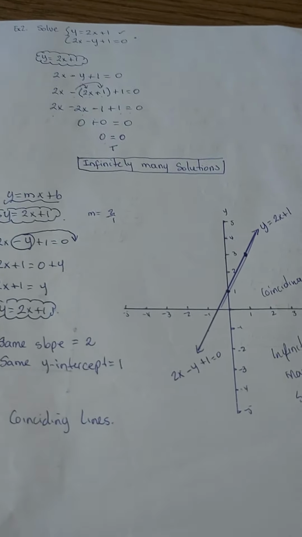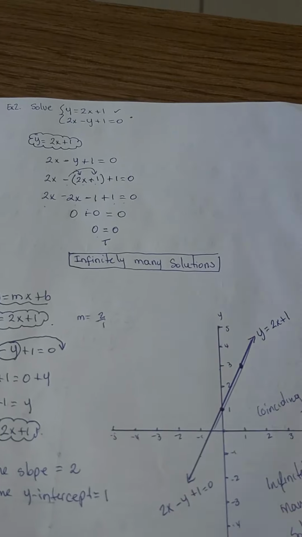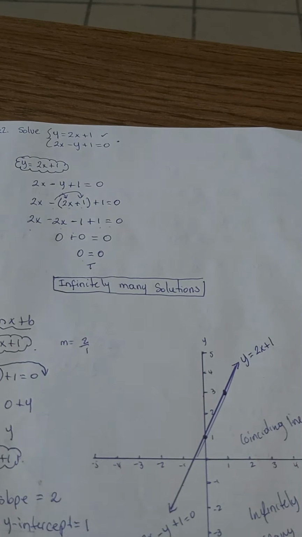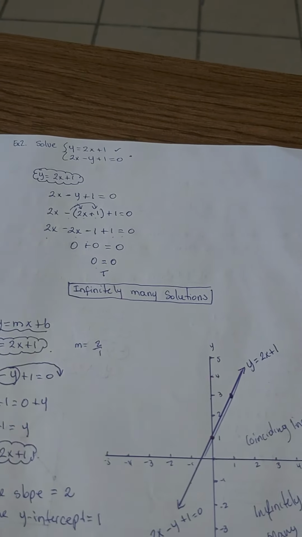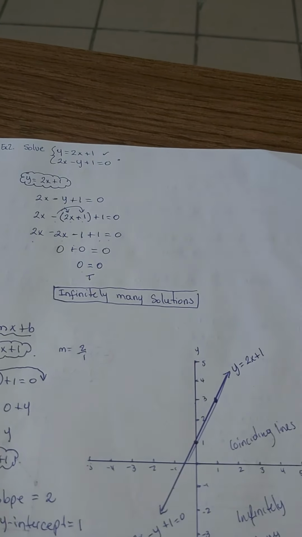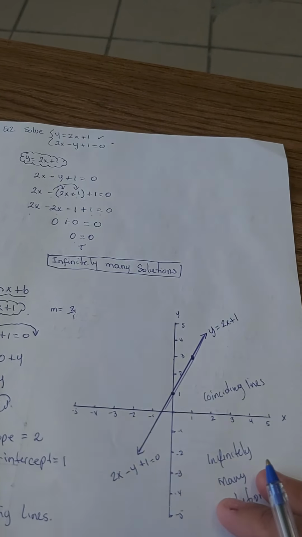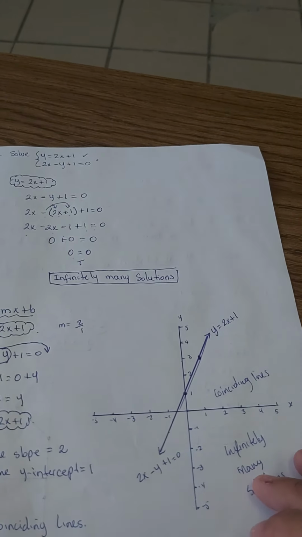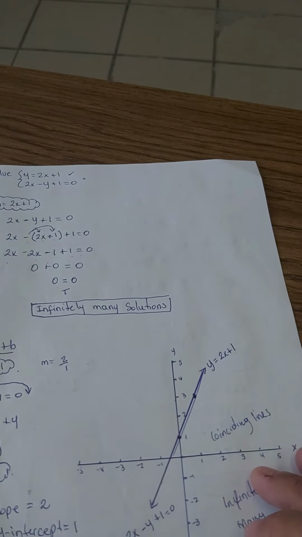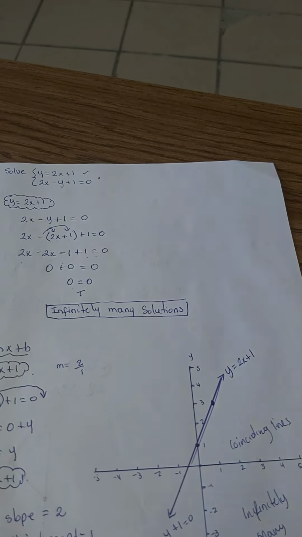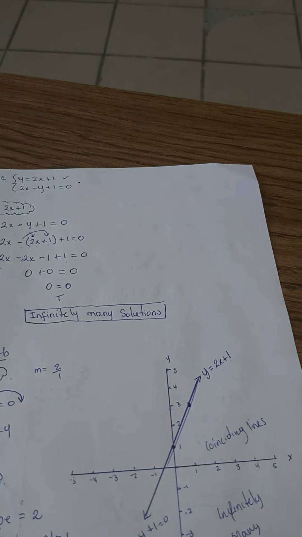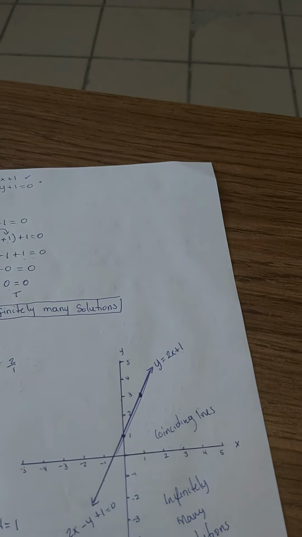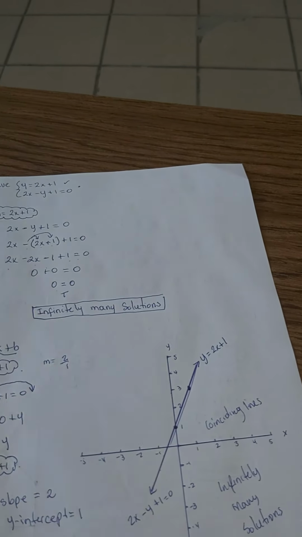So in example 1, we had parallel lines. That means lines that have the same slope but different y-intercept. In example 2, we have coinciding lines. That means lines that have the same slope, same y-intercept. Now, when we solve algebraically for parallel lines, we will get two numbers that are not equal. And for infinitely many, once we solve, we will find two numbers that are equal.